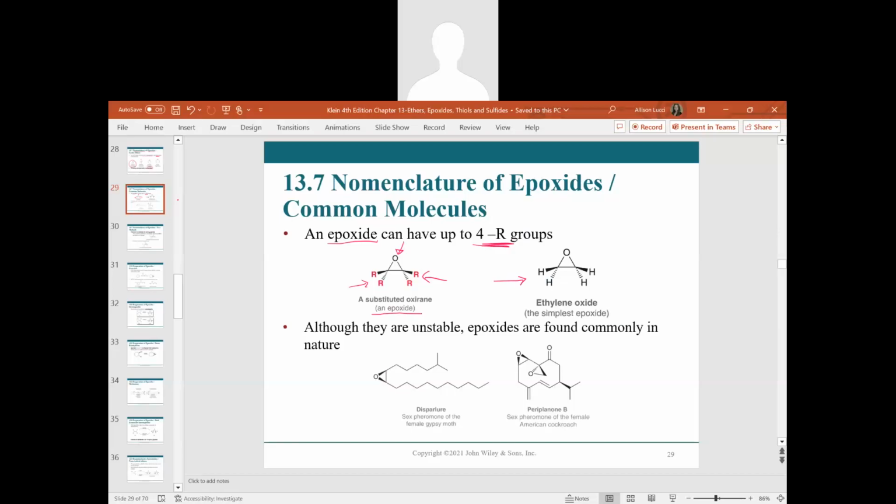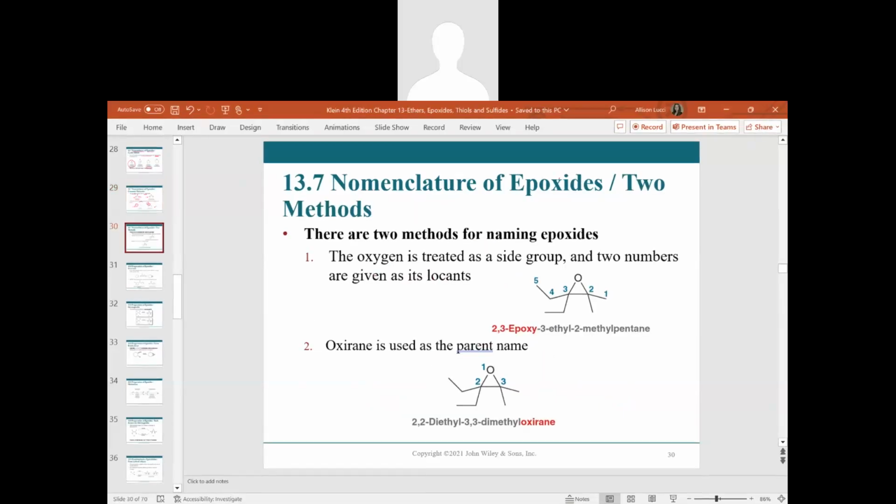Through one of our nomenclature routes, we'll see that there's a couple different ways that we can name these epoxides. And down here, we're shown that even though these are unstable compounds, they can be found commonly in nature. Some sex pheromones down here. We have this female gypsy moth, and we see right here that we have an epoxide. And then we can even have multiple epoxides or cyclic ethers found in the female American cockroach pheromone over here. So again, they are unstable, but they are commonly found. So how do we name these? There are 2 methods.